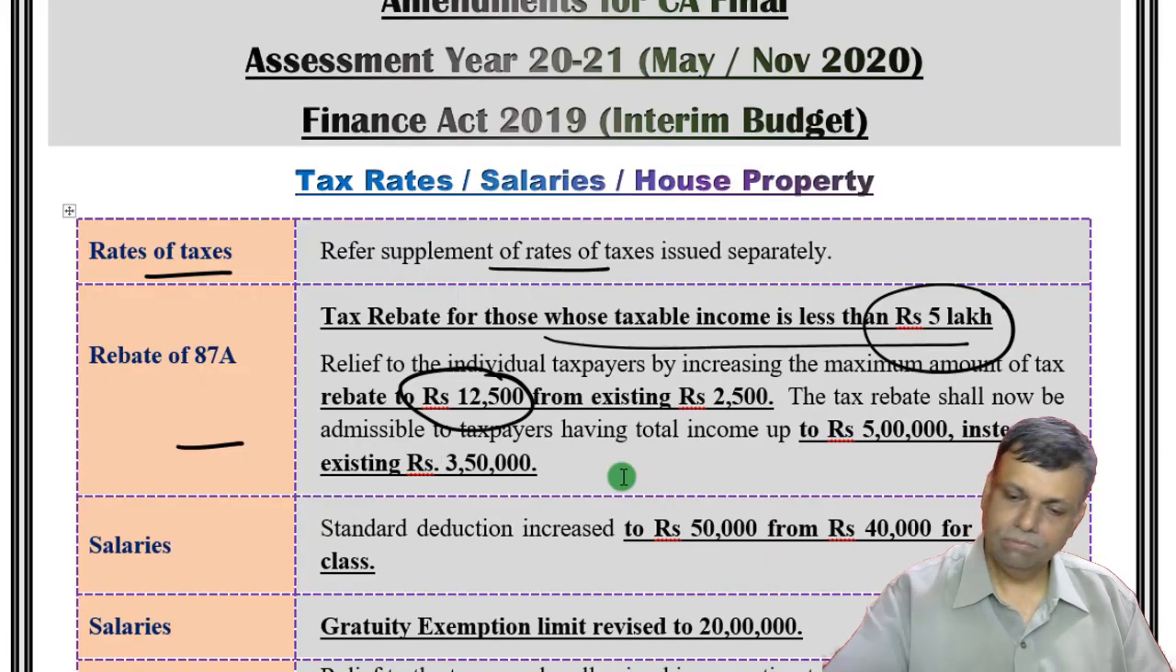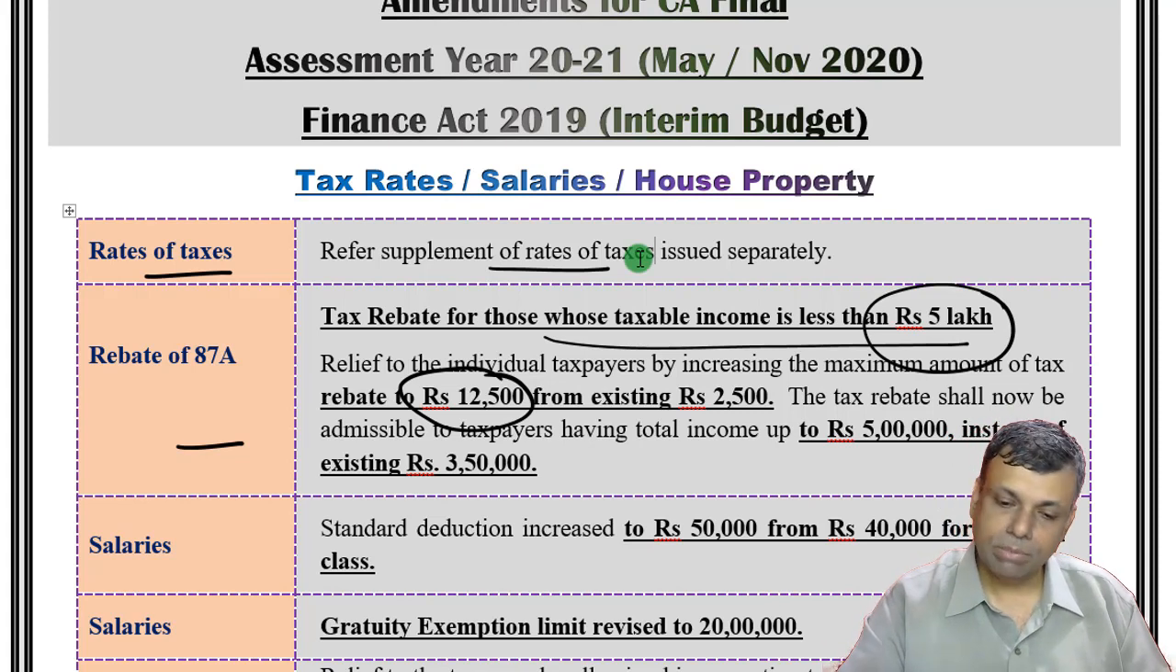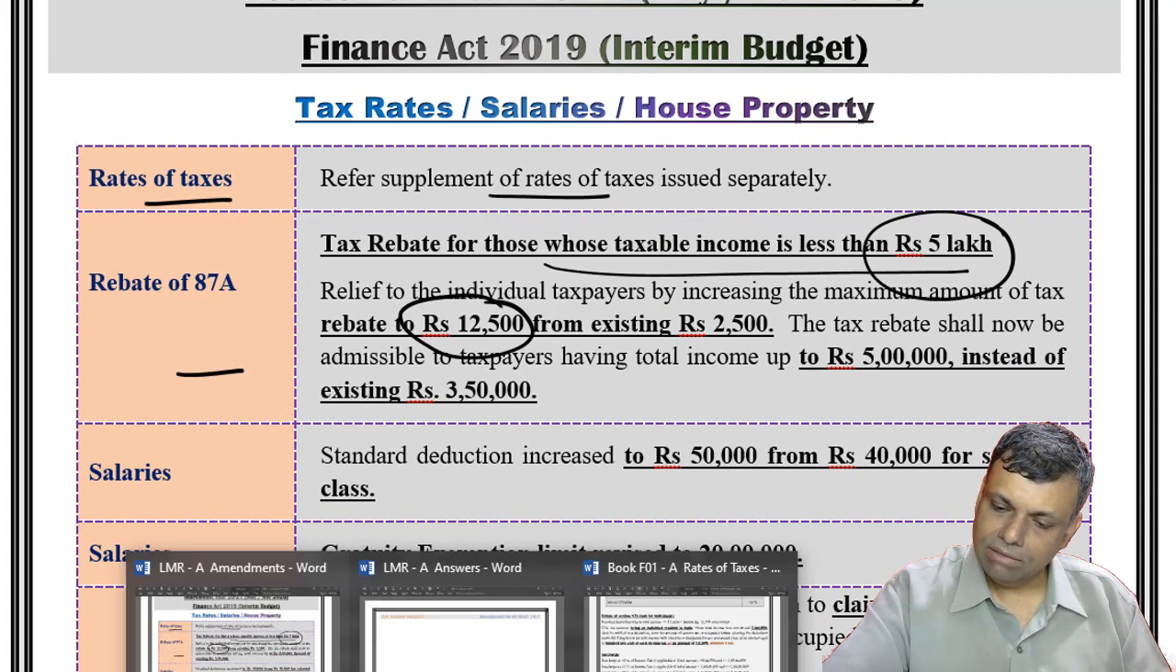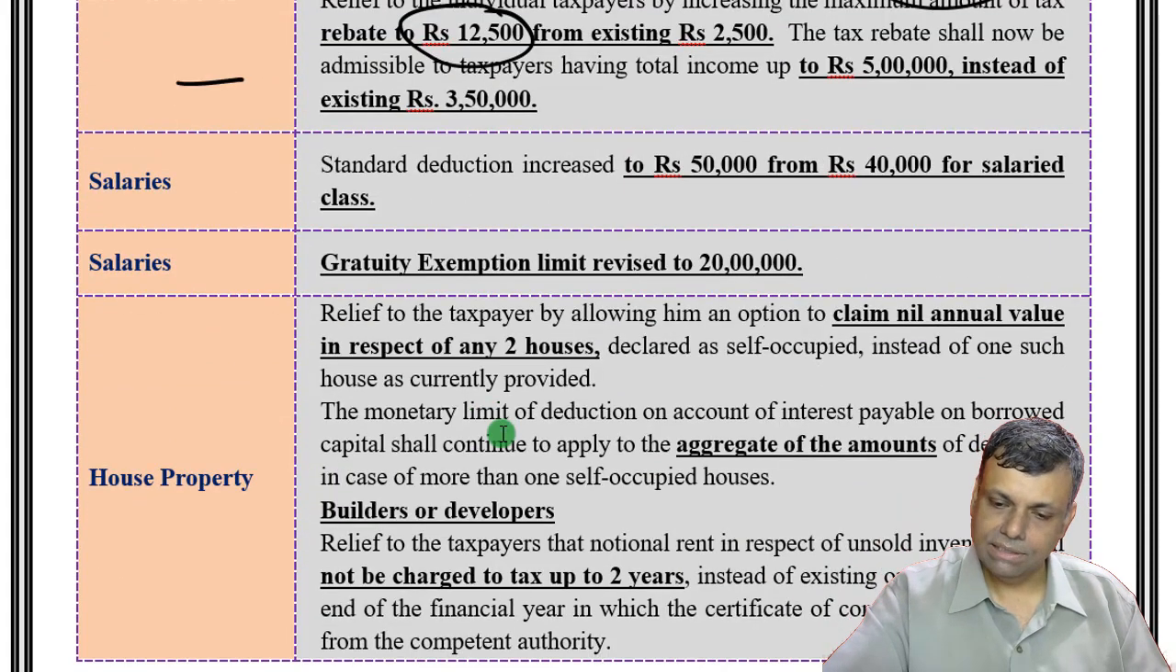So the first thing was the tax rate. There was a change here for individual, AOP, BOI. Now there is also a change in the corporate tax rates. So that also I will take up for discussion. Now let us go ahead with the changes which were carried out in the corporate tax rate.